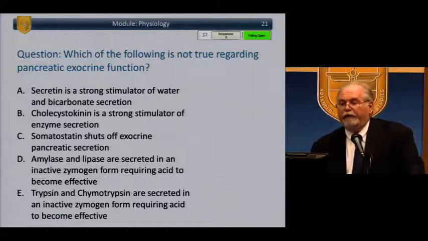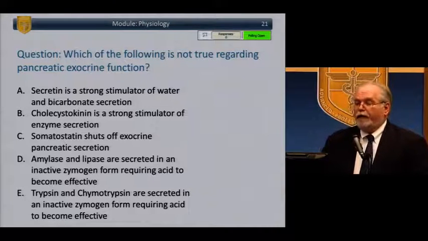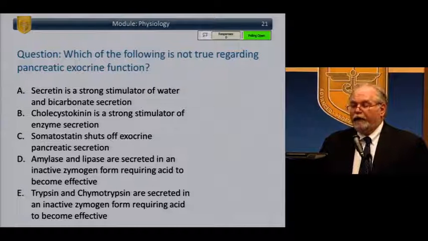Which of the following is not true regarding pancreatic exocrine function? A, secretin is a strong stimulator of water and bicarbonate. B, cholecystokinin is a strong stimulator of enzymes. C, somatostatin shuts off exocrine secretion. D, amylase and lipase, or trypsin and chymotrypsin, are secreted in an inactive zymogen form requiring acid to become effective, which is not true.